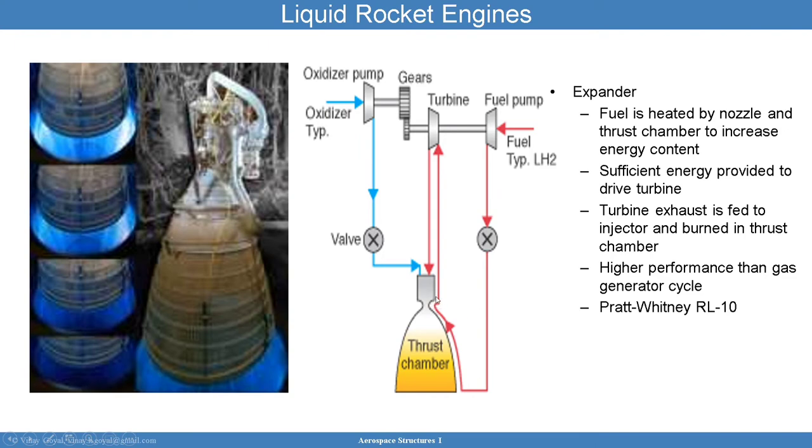And so it will have sufficient energy now that it drives the turbine. The turbine exhaust that comes out of it is fed back into the injector, and that is burned in the thrust chamber with the oxidizer, which is being energized by this turbine. This oxidizer then, combined with this fuel, will then cause the combustion, which causes the thrust to occur. It does have a higher performance than gas generator cycles.